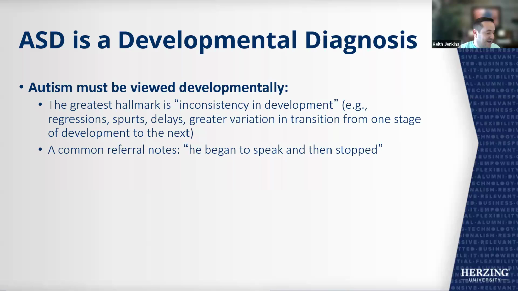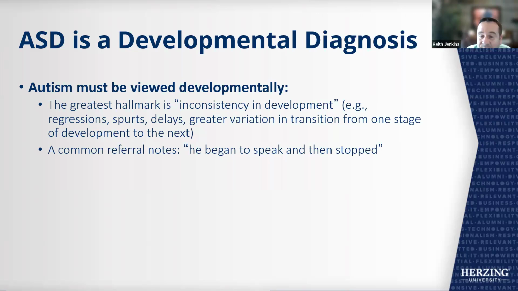I could go on about that for a while, but it's kind of boring stuff. So we've talked about this already. Autism spectrum disorder is one of those pervasive developmental disorders impacting virtually every area of the brain. As we previously mentioned, one of the greatest hallmarks is inconsistent development.